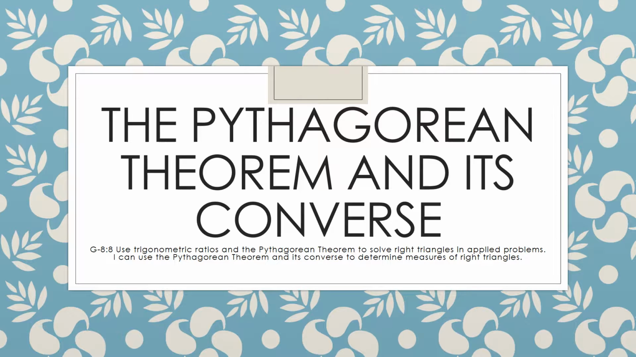Today we're going to be working with the Pythagorean theorem and its converse. We've seen the Pythagorean theorem before, so today we're just going to review it, and then we're going to talk about actually proving that these triangles are right triangles based on their side measures.